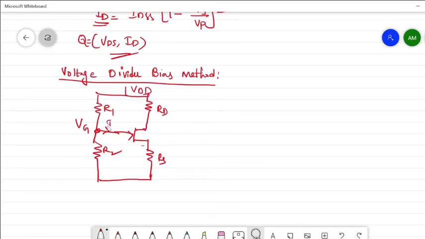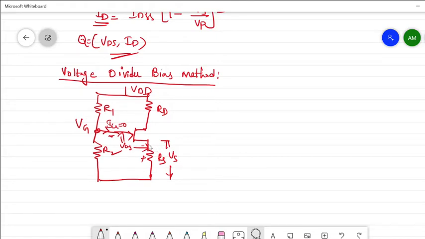And the input current here, IG, is equal to 0. Always it is 0. Why? Because the gate to source junction is in reverse bias. In reverse biasing, the PN junction does not conduct, so the input current is always 0. The voltage at the source of the JFET must be more positive than the voltage at the gate.